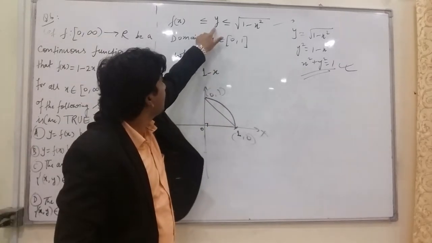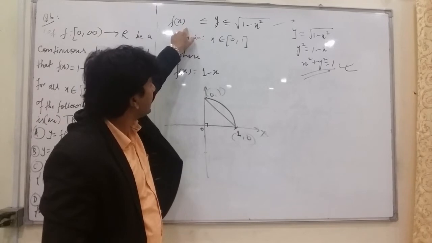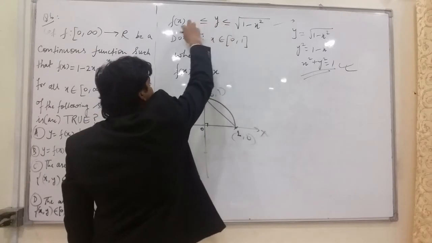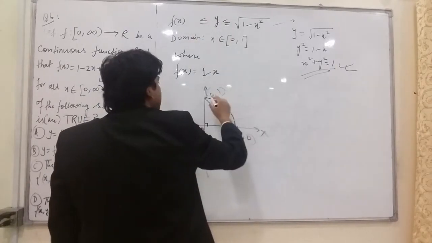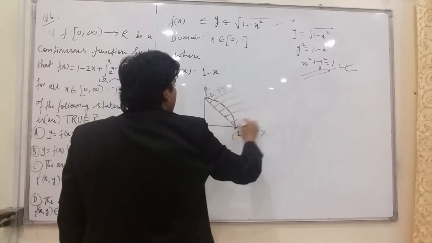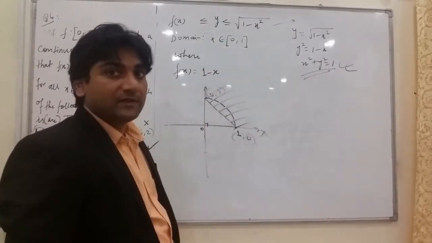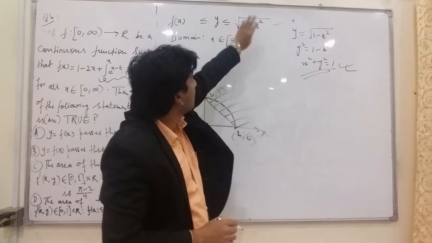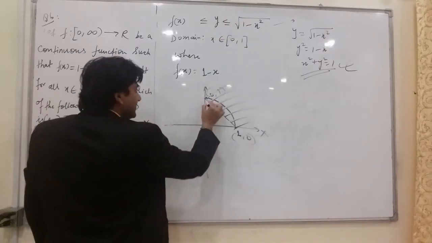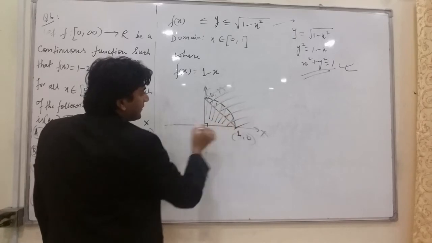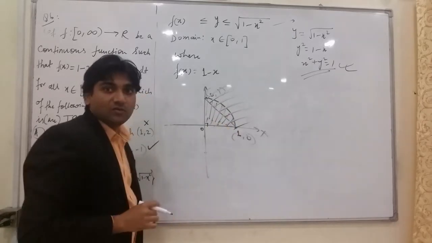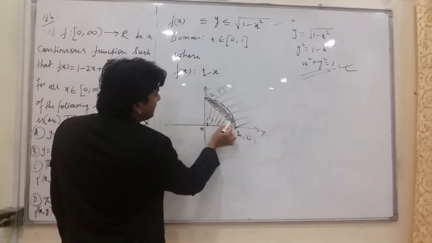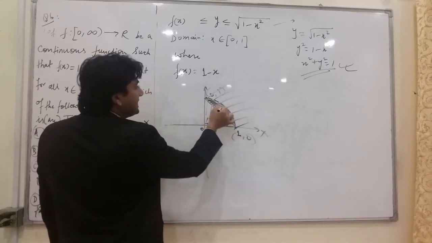This y is always greater than f(x). It means y is whatever is greater than f(x). This is your portion, in the up direction. But this y is smaller than the circle, I mean less than or equal to root of 1 minus x square. So smaller than this means inside of this. Now, what is the common portion? The common portion is only this one. So we need to find the area of this portion.